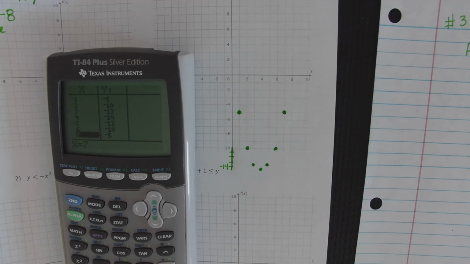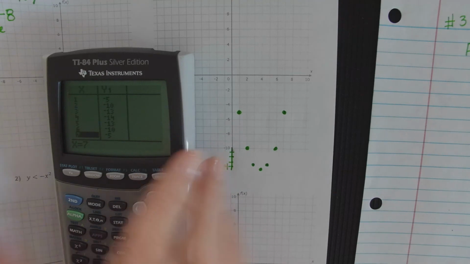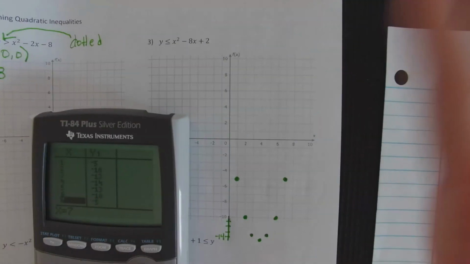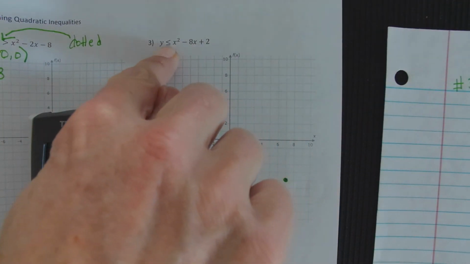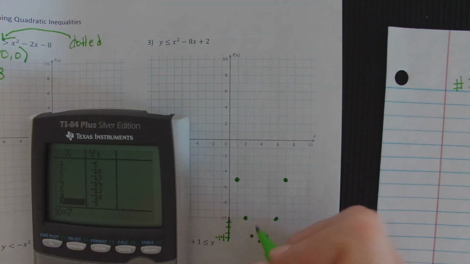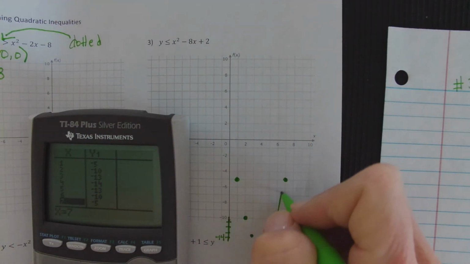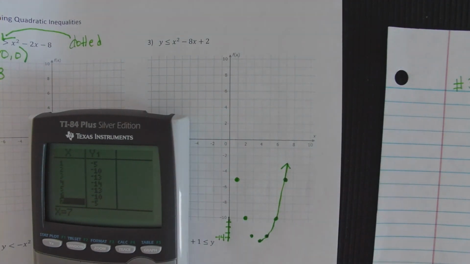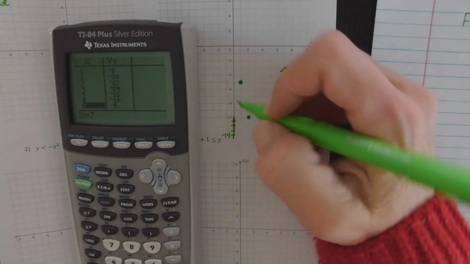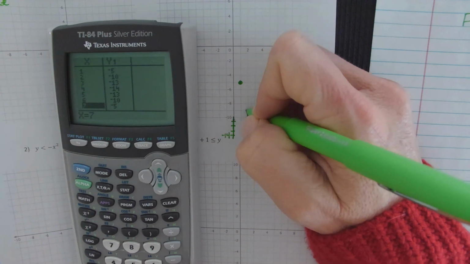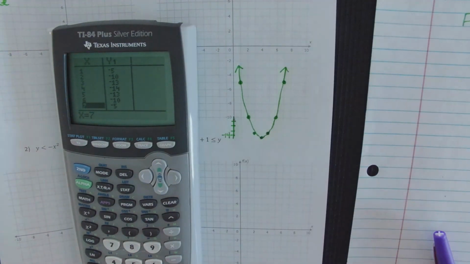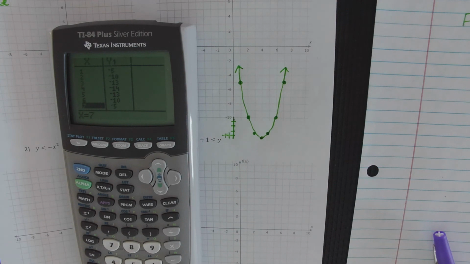Looking at this inequality, are we talking solid line or dotted? Solid. That is simply because of the less than or equal to. So go ahead and draw your parabola. There you go. And now we need to shade. 0, 0 is not that much help, is it? No. All right.